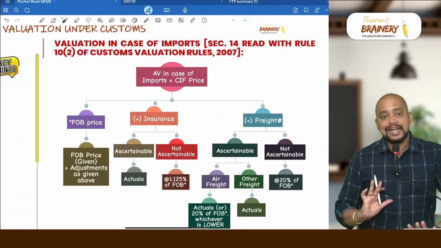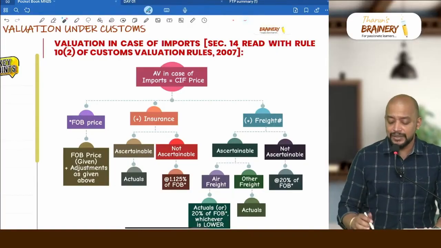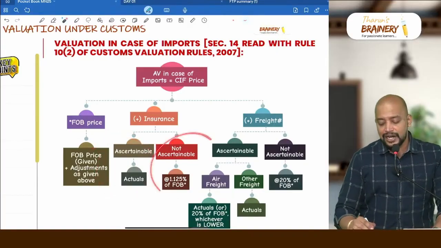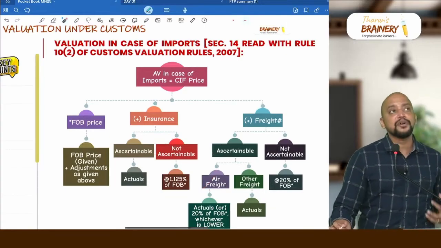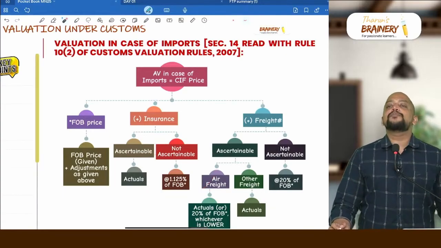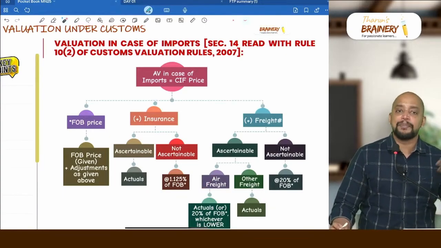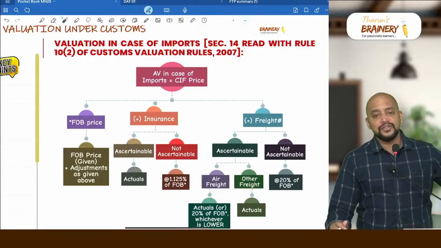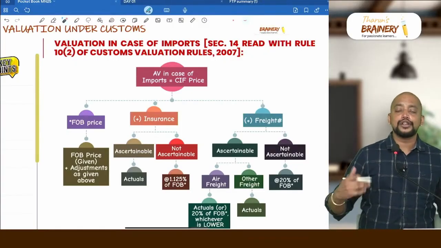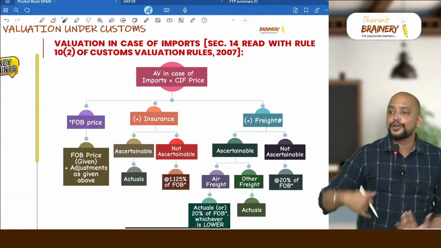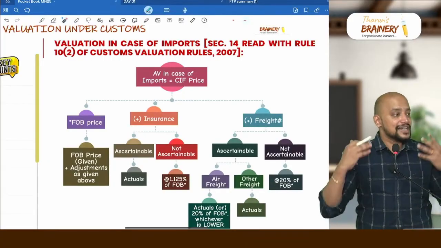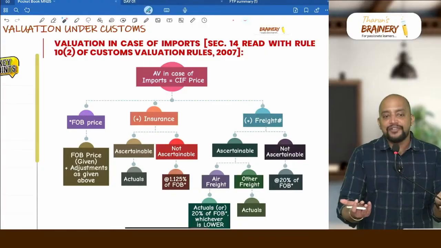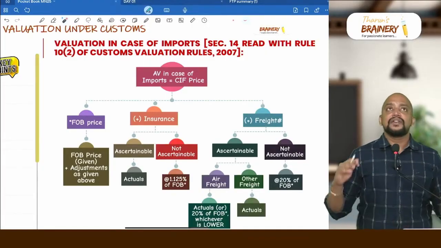How much should be taken as the insurance? If actuals are ascertainable, take actuals. If actuals are not ascertainable, take 1.125% of FOB. Ascertainable means at the time of filing bill of entry. If the importer knows how much is the insurance that he pays to the container, then it will be added. Suppose he doesn't know, because the logistics operator has not yet raised invoice to the importer related to the freight and insurance, means insurance or freight is not ascertainable at the time of filing bill of entry, then in that case we will take an ad hoc amount.